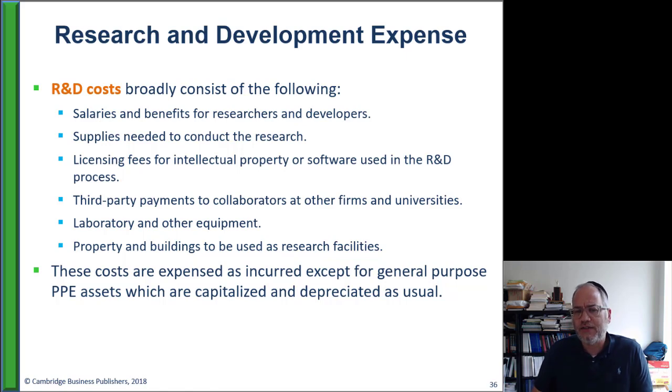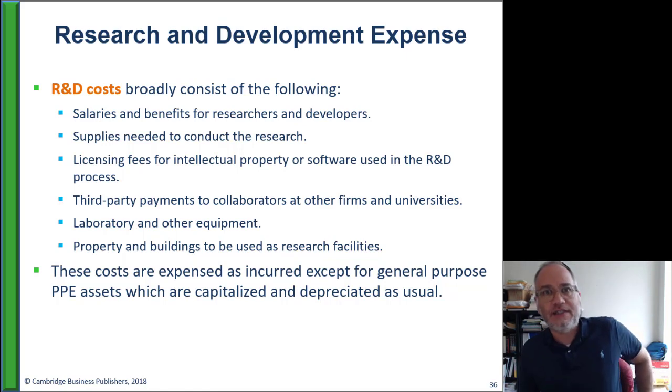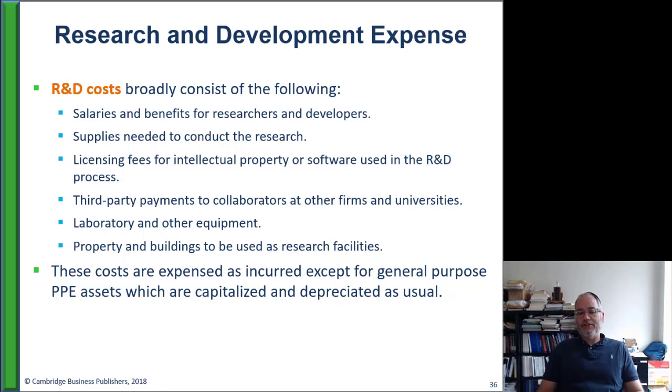But R&D may consist of salaries and benefits for researchers and developers, supplies, licensing fees, payments to collaborators, laboratory, property, and buildings. These costs are all expensed immediately, all of them, unless it's for a general purpose PP&E that can be used for something else. So if the company builds an office building where it houses its R&D department, that office building is legitimate PP&E and it can be capitalized. But most other costs of research and development are going to be expensed.